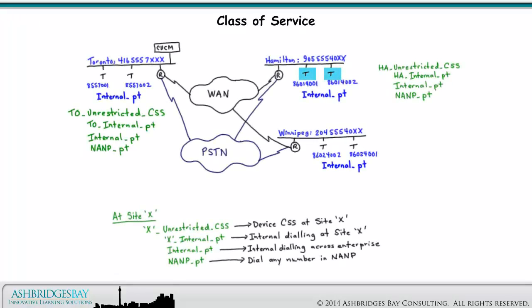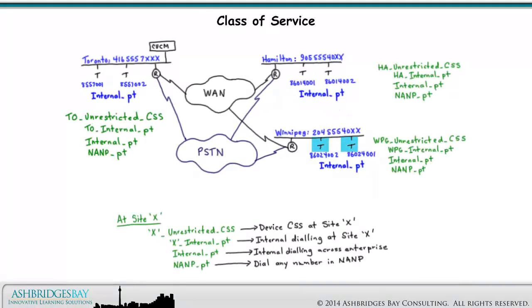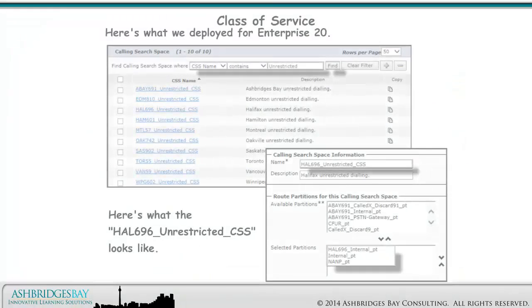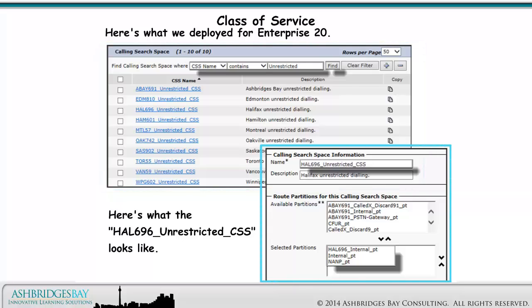Phones at the Hamilton site will be configured with the Hamilton 601 unrestricted CSS, containing the Hamilton 601 internal partition, the internal partition, and the NANP partition. Phones at the Winnipeg site will be configured with the Winnipeg 602 unrestricted CSS, containing the Winnipeg 602 internal partition, the internal partition, and the NANP partition. Here's what we deployed for Enterprise 20. Here's what the Halifax 696 unrestricted calling search space looks like.